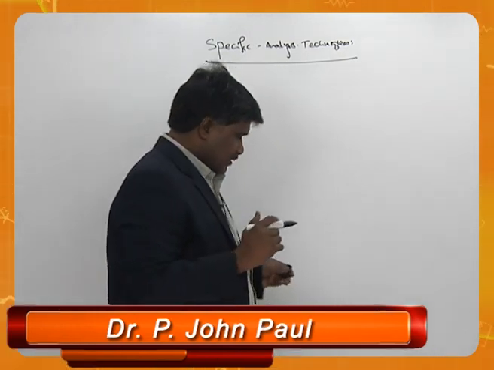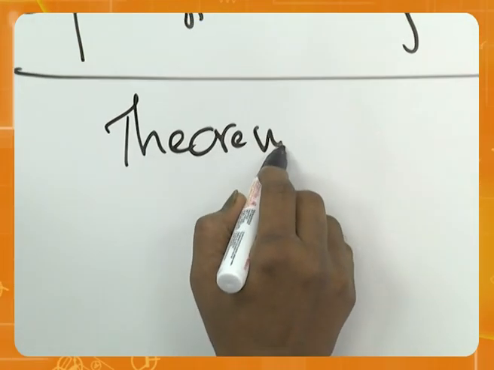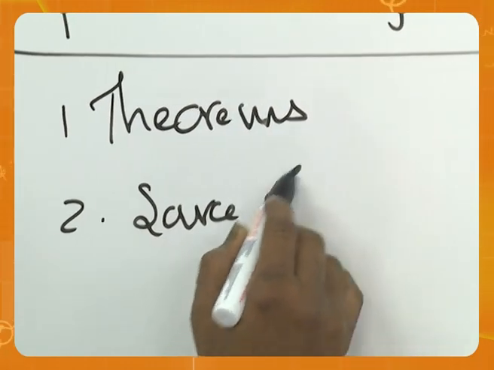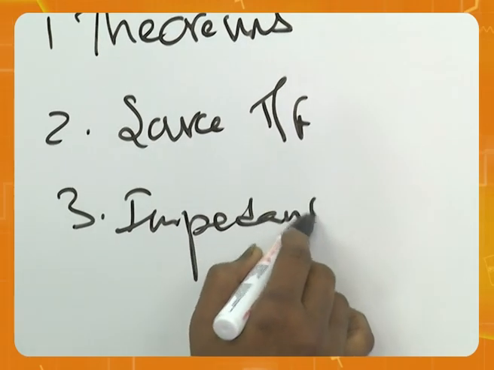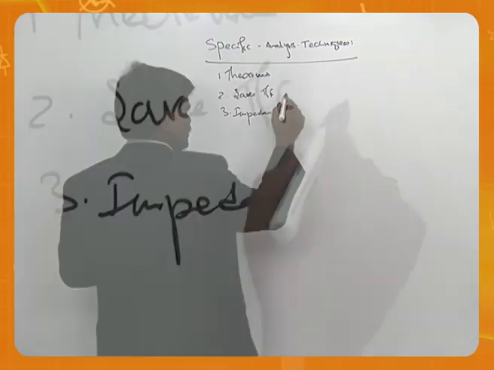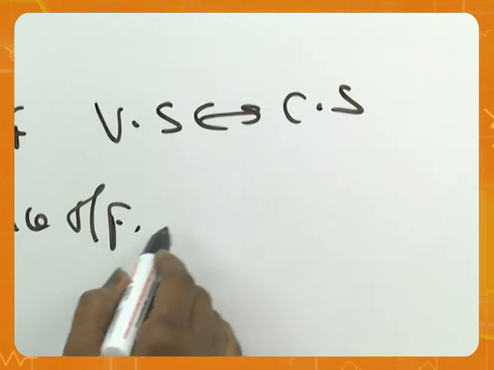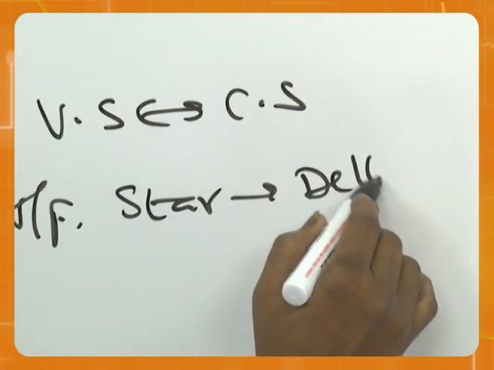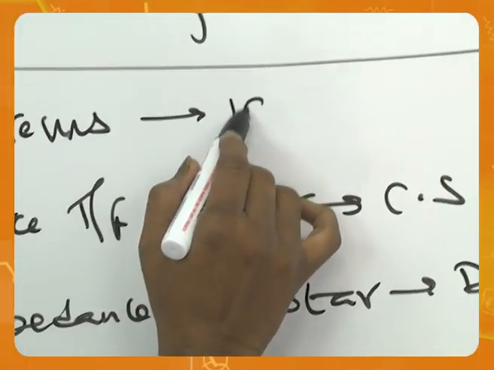Under this, theorems come. Source transformation comes. Impedance transformation comes. Source transformation means voltage source converted into current source. This is star to delta conversion. Here you have 10 theorems.